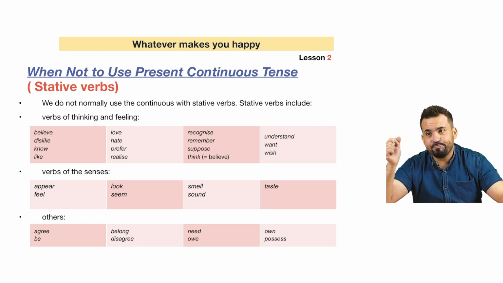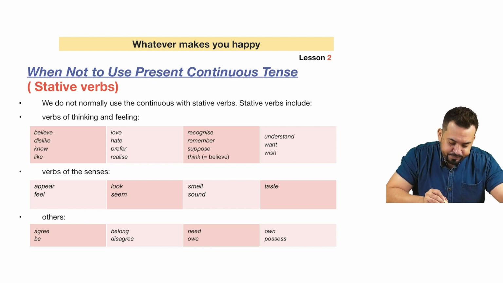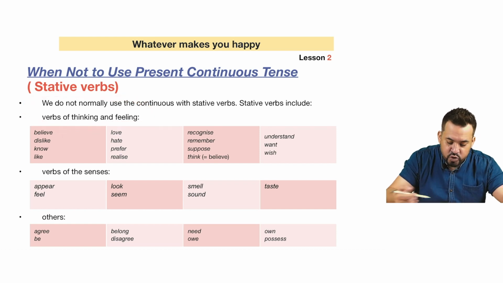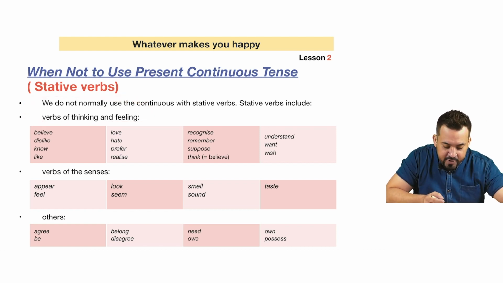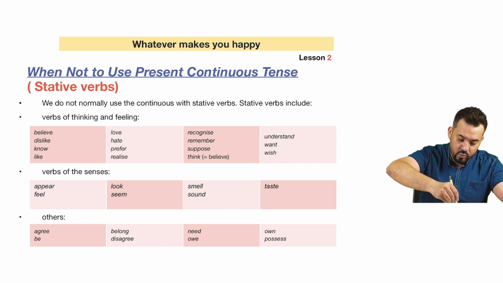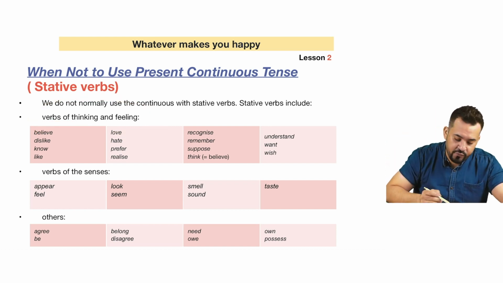Stative verbs are normally verbs to talk about feelings, emotions, likes and dislikes, and so on. All right, so verbs of thinking and feelings, those are the most popular stative verbs, like believe, dislike, know, like, love, hate, prefer, realize, recognize, remember, suppose, think, understand, want, wish. Those are all stative verbs related to thinking and feelings. We don't use them in the ing form.